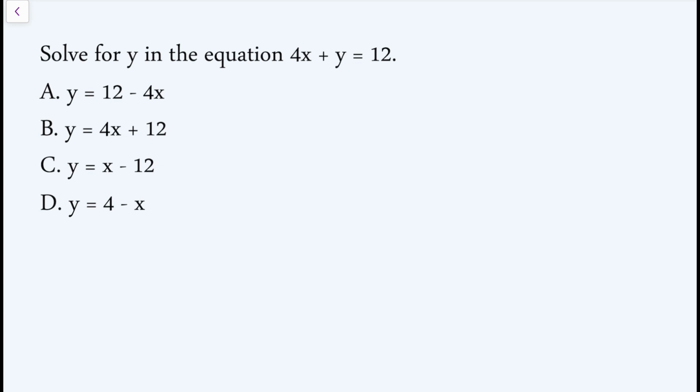Solve for y in the equation 4x + y = 12. Okay, now they want to solve for y, but as you can see in their list, we're not going to get a numerical value as our answer. We're actually getting an equation. This is the same thought process as before for isolating a particular variable. So isolating for y is our goal here. Remember that isolating means that we want y on one side of the equal sign and all the other numbers on the other side. So we want to separate them basically.